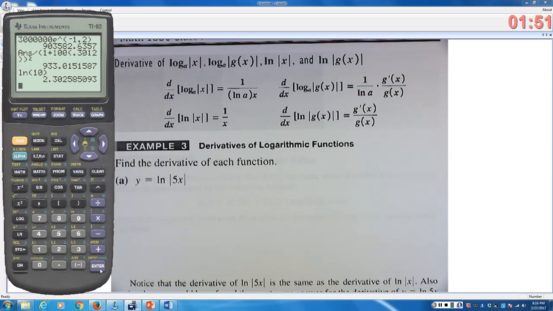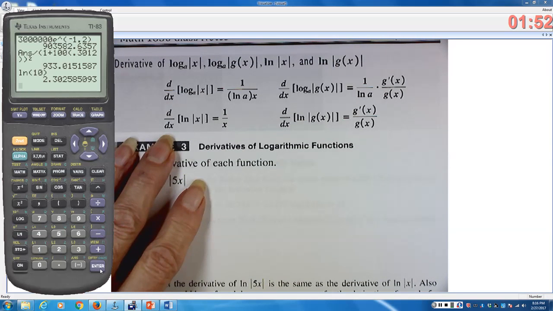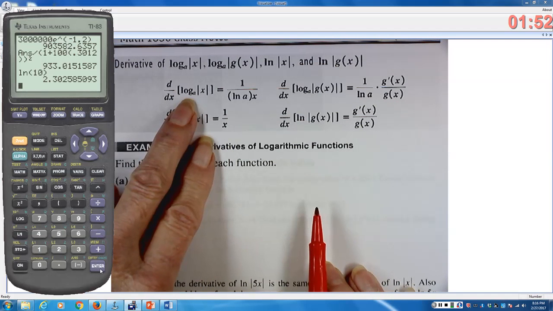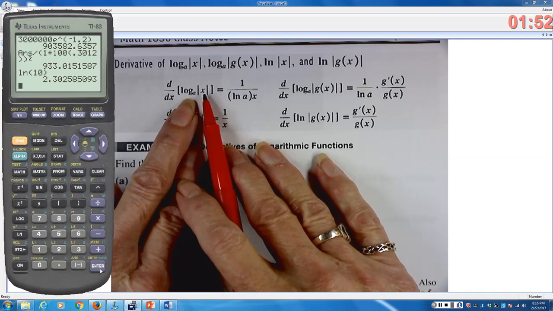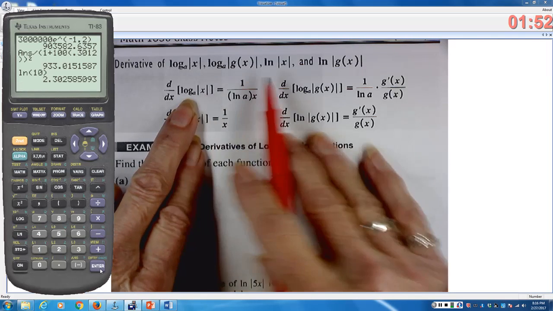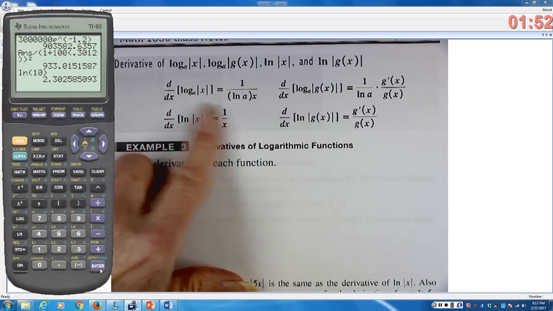When you have absolute values, it's because you can't take the logarithm of negative numbers, as we saw in the last one. So we're always going to assume that it's going to be absolute value. So this is really just a restatement of what we had a few minutes ago. What I showed you in the last one was that if you're taking the derivative of the base A logarithm of x, knowing that if x happened to be negative, you're going to have to take the absolute value of it, it's still the derivative of the log of anything is 1 over that thing times the natural log of the base.